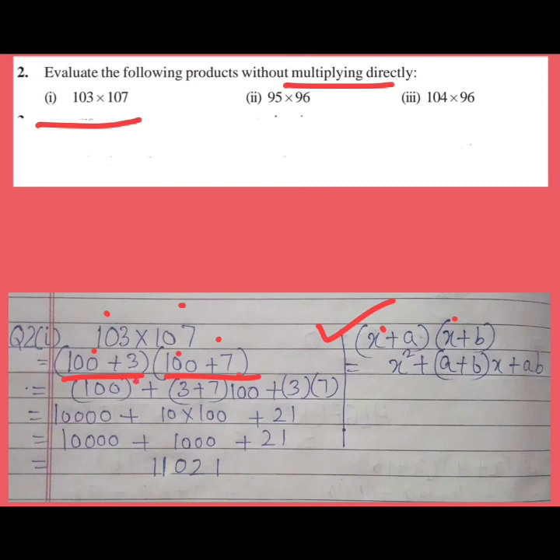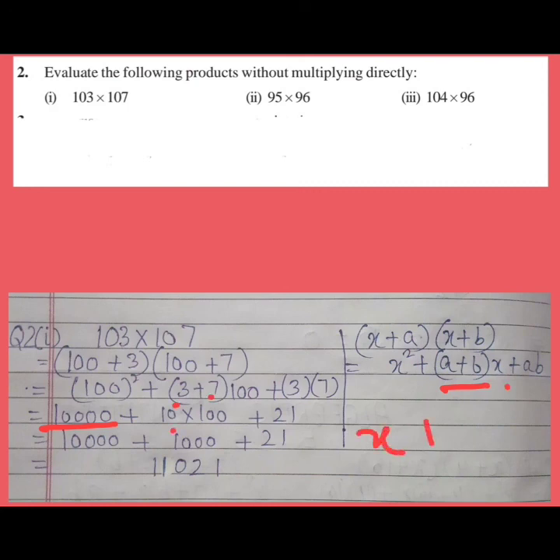3 and 7 are different, meaning these are a and b. So we apply this identity, and after solving this we will get the answer 11,021. Now how to solve this? 100 square becomes 10,000. A plus b means 3 plus 7, this is 10 into x.